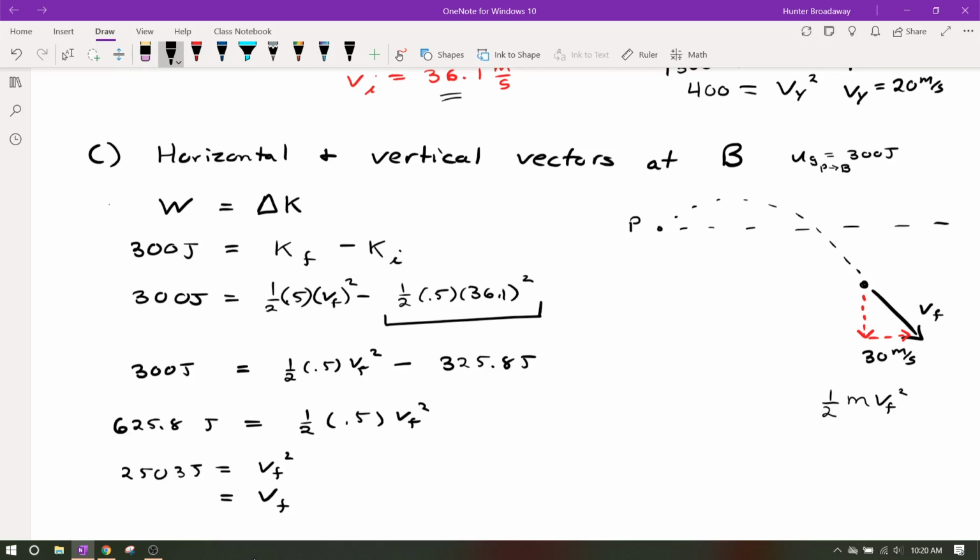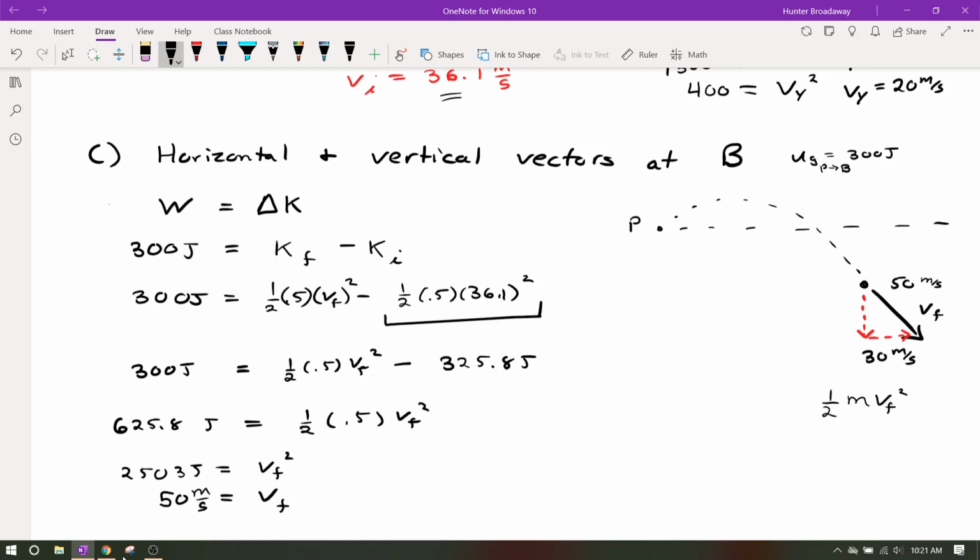And I don't know about y'all. Okay, yeah, I get about 50 as well too. 50 meters per second. Okay, and that would be our final velocity going down this way. So this would be 50 meters per second. You do have to find the vertical component of it.